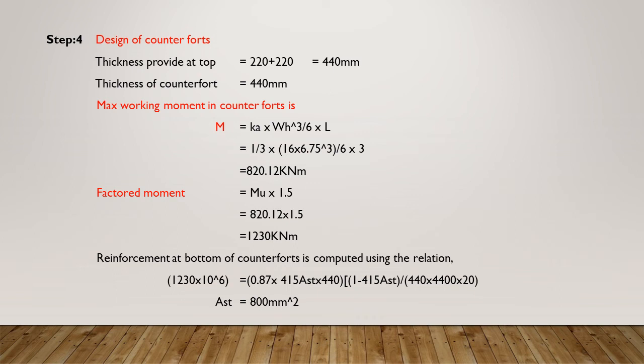Then factor the moment. The factored moment is nothing but that moment multiplied by the load factor. The load factor is 1.5, so our moment is 820, multiplied by 1.5, which gives 1230 kilonewton meter. Then the reinforcement at the top of the counterfort is computed using these relations, so you find out the Ast values. This Ast formula is taken from our codebook IS 456 2000, page number 96. Sorry, Ast is equal to 800 mm square.